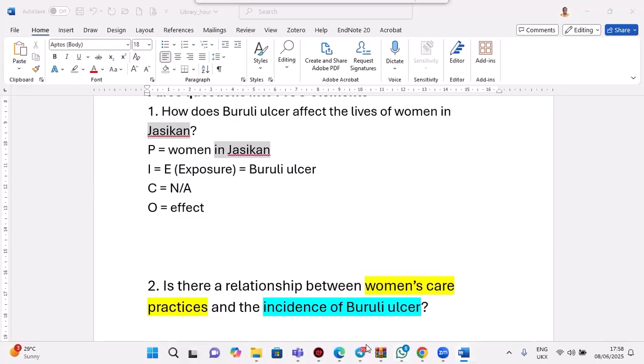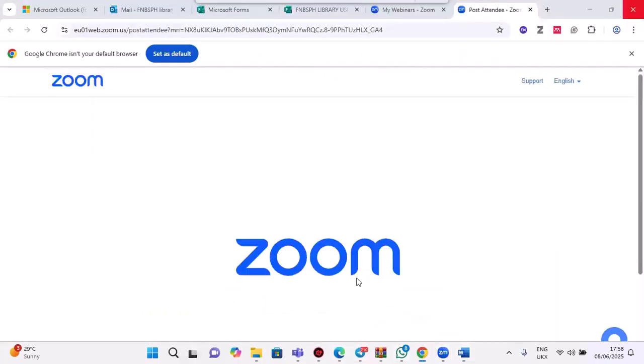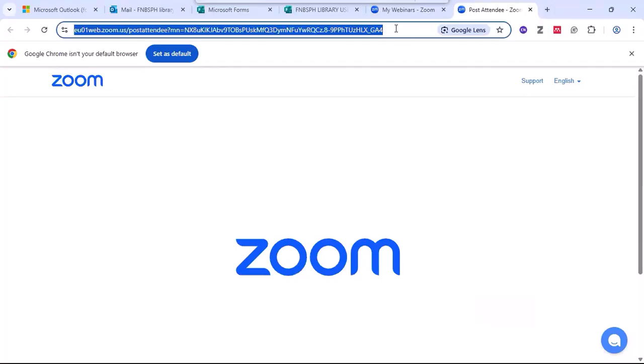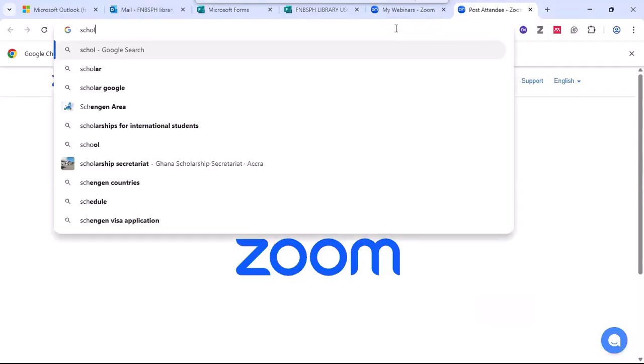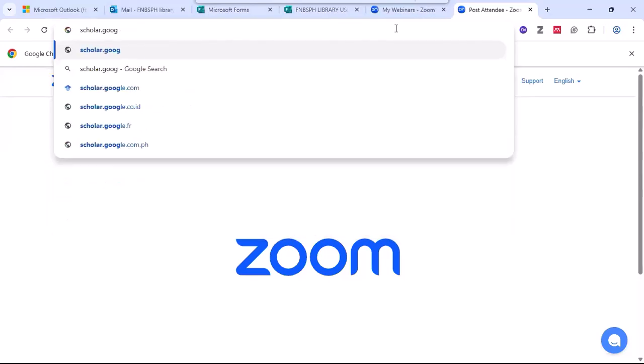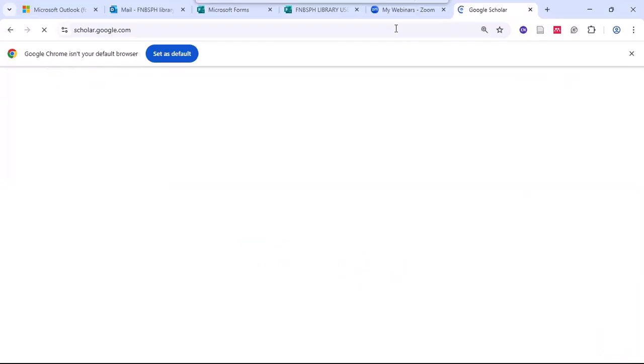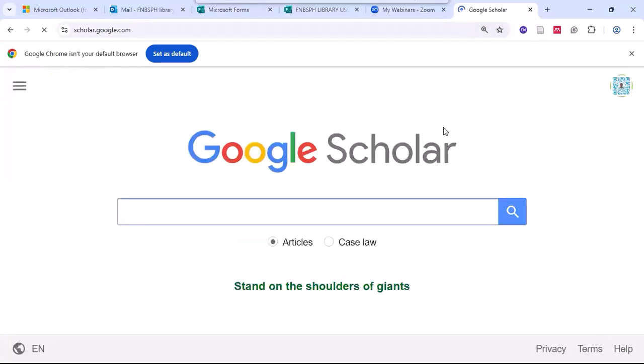At this point, let me just launch Google Scholar. You know how to get Google Scholar. It's simple: scholar.google.com. That will land you in Google Scholar. And I love the slogan of Google Scholar. It says, stand on the shoulders of giants. Now, there are two options, case law and articles. By default, articles is selected. That is what it should be, actually.